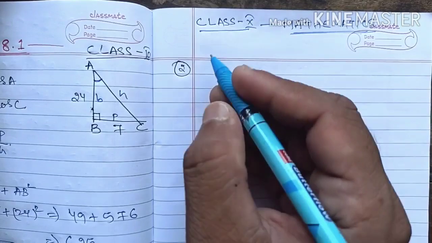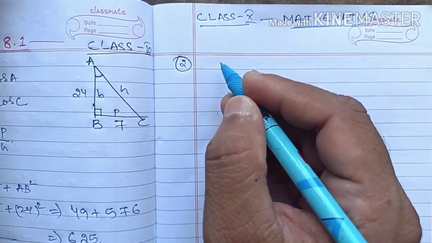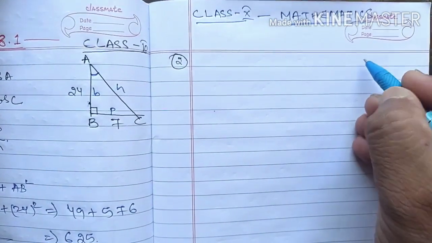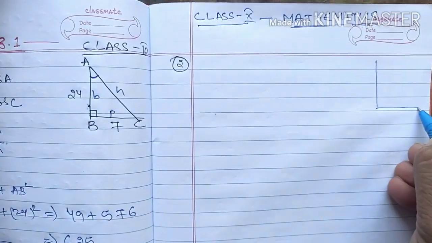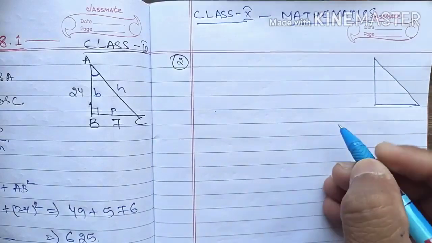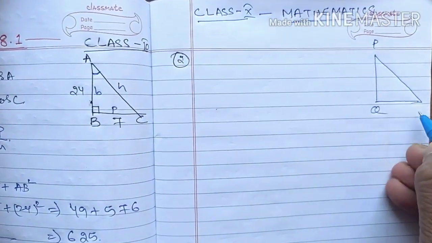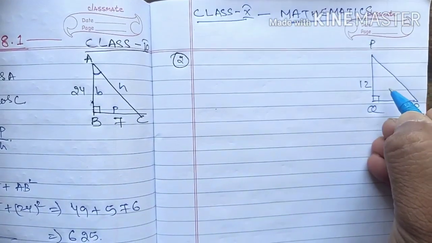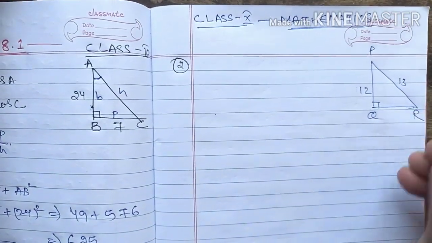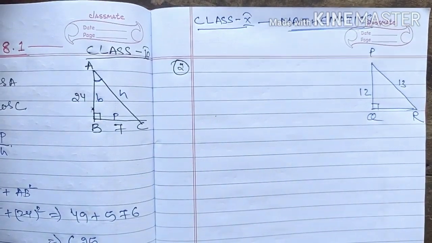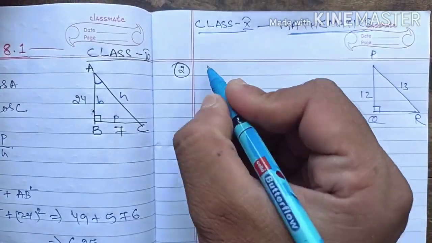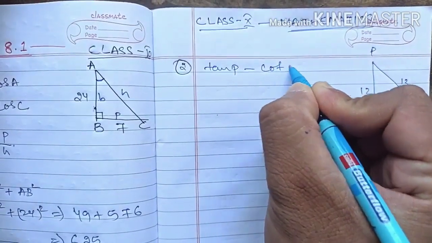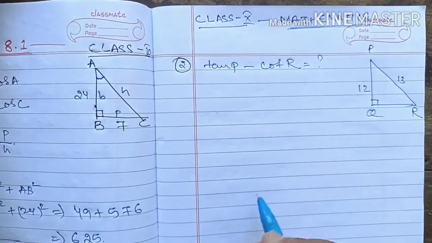Question number 2. In this question it says that in figure 8.13 find tan P minus cot R. So a diagram is given, a right angle triangle PQR, already given in the question, and PQ equals 12 centimeter, PR equals 13 centimeter. We have to find out the value of tan P minus cot R.